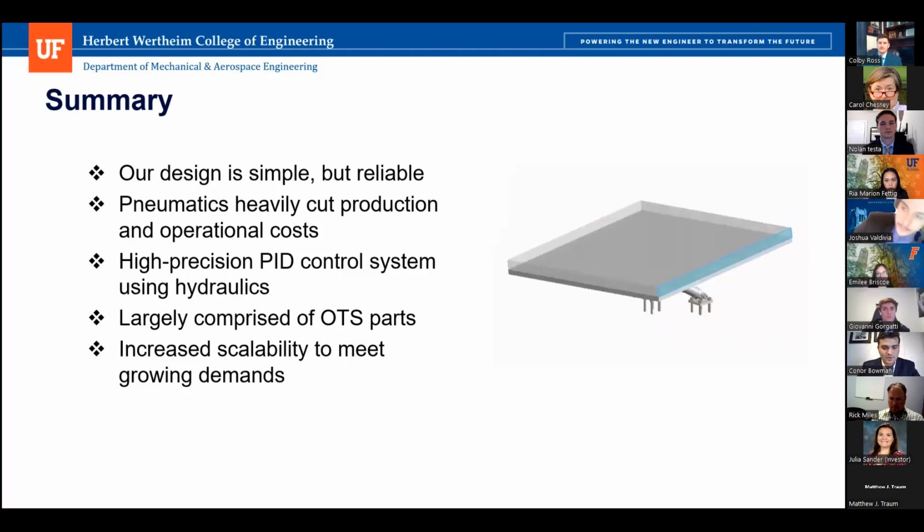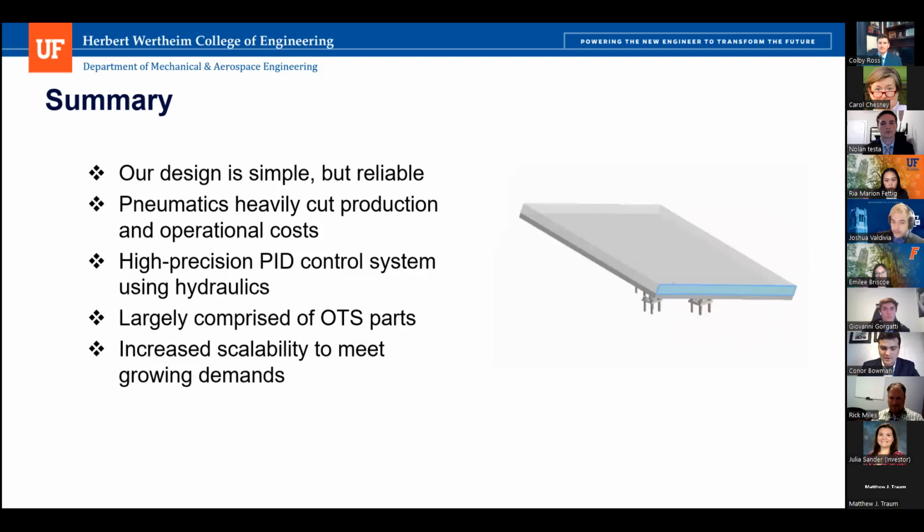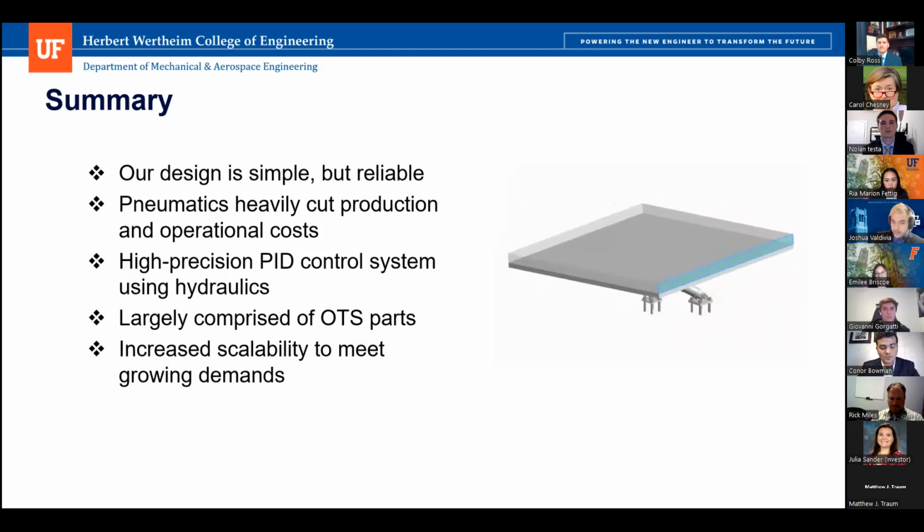However, because we rely on a lot of OTS parts, the scalability of this design is very promising because we only have a couple parts and the parts are not very complicated and can simply be made on the water jet or on a manual mill.